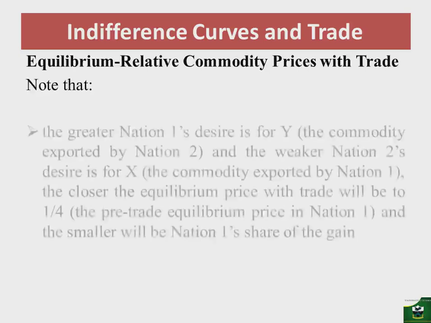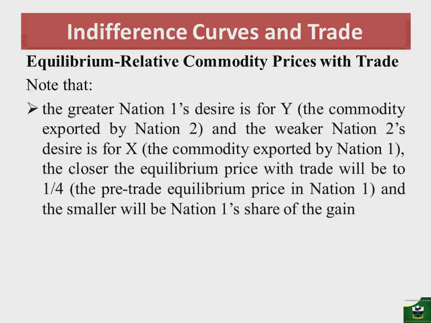So we should therefore note that the greater nation 1's desire is for Y and the weaker nation 2's desire is for X, the closer the equilibrium price with trade will be to 1/4. And remember that this 1/4 is the autarky equilibrium price in nation 1. And thus, the smaller will be the nation's share of the gains. And if we gravitate away from this value of 1/4, it means that nation 2 will be increasing the gains from the trade that it will have with nation 1.